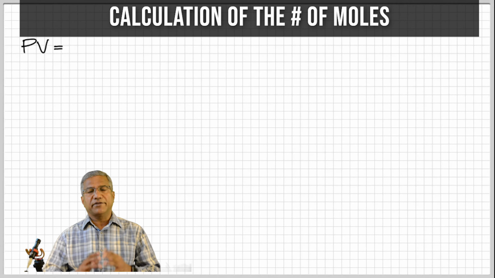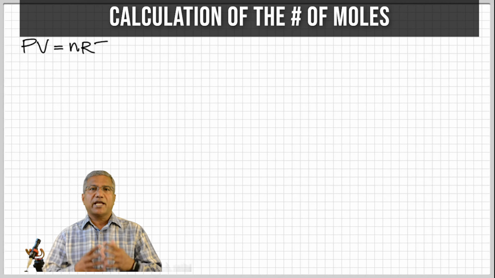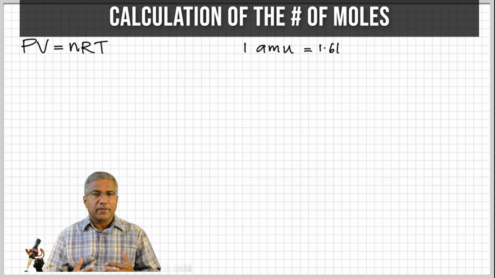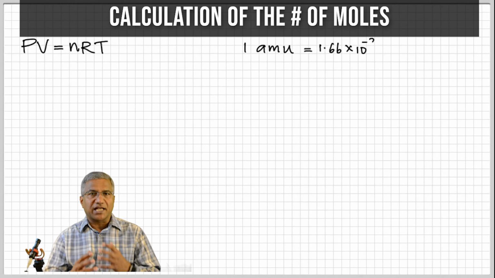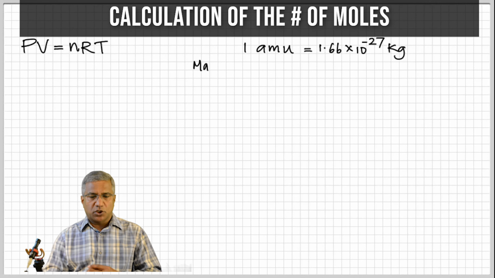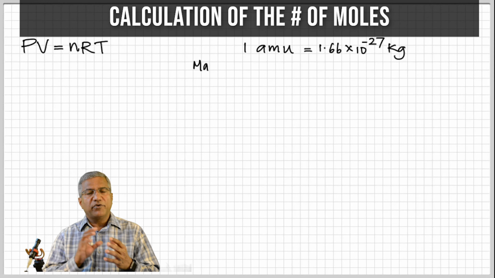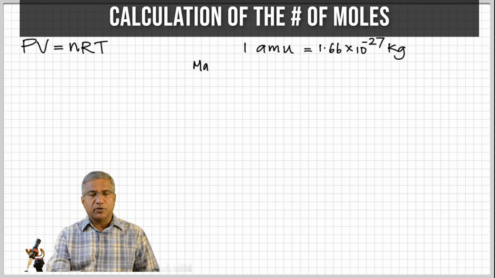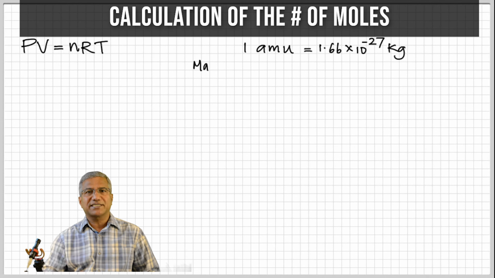Now comes the difficult part. We're going to actually use this ideal gas equation, PV is equal to nRT, and try to make some calculations. Okay, number one, we will try to find the number of moles. So we have to know that there is a unit called atomic mass unit, AMU, and 1 AMU is 1.66 times 10 to the negative 27 kilogram.